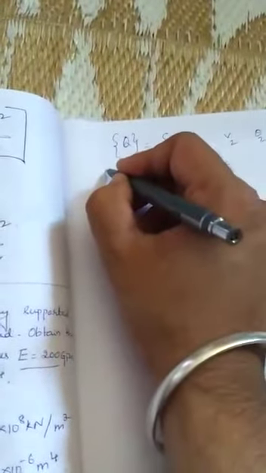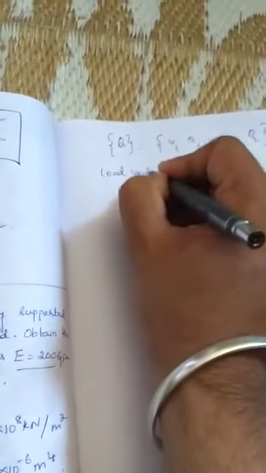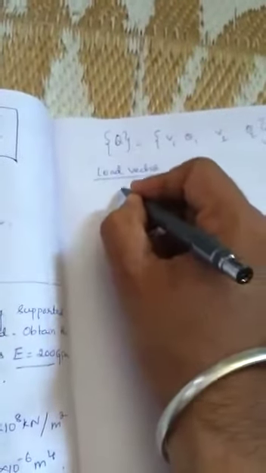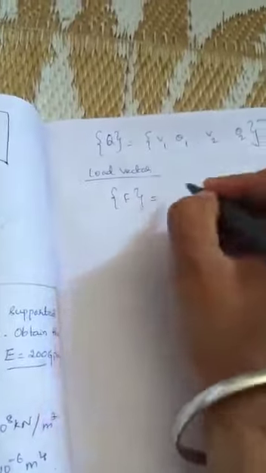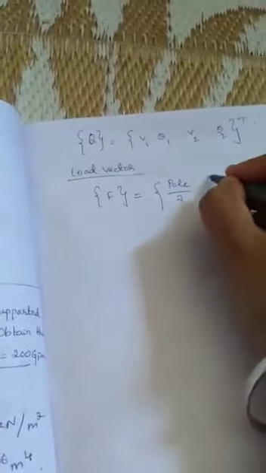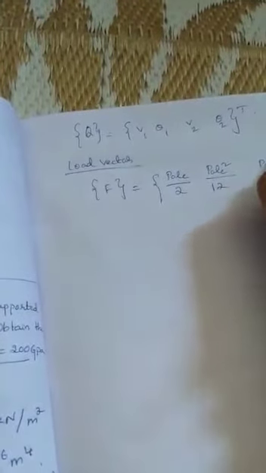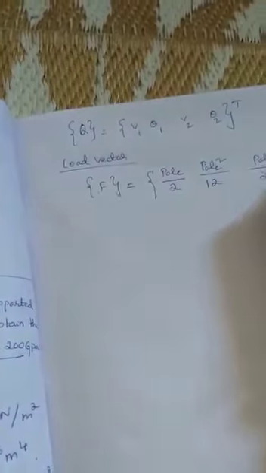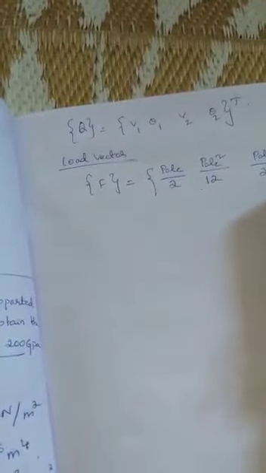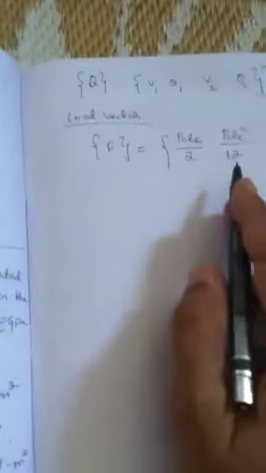So what is the force vector? The load vector F is equal to P naught Le by 2, P naught Le square by 12, P naught Le by 2, minus P naught Le square by 12. This is the load vector we have written here.